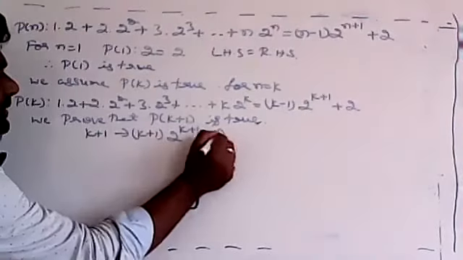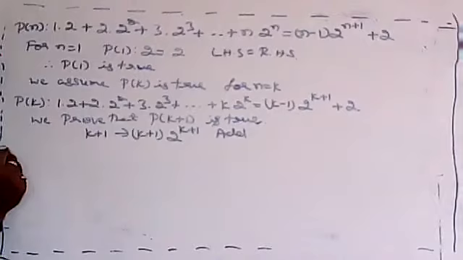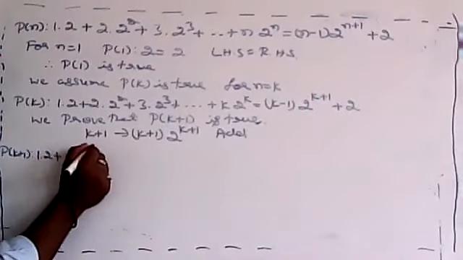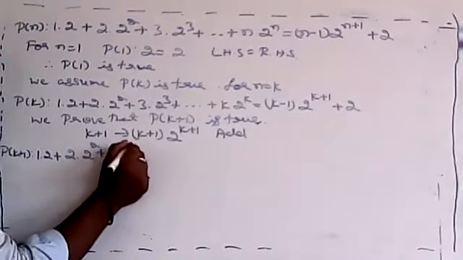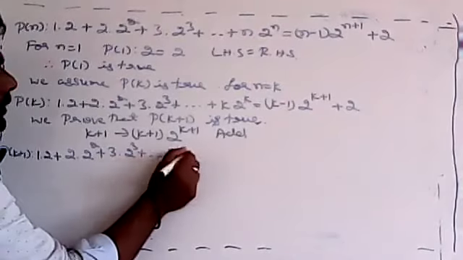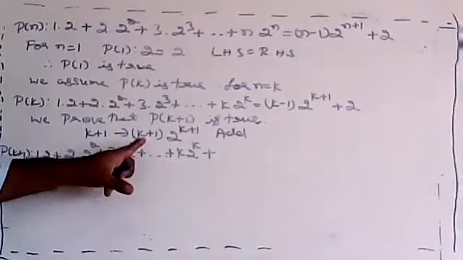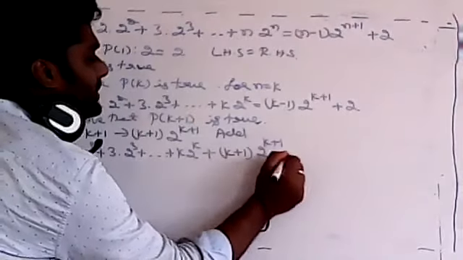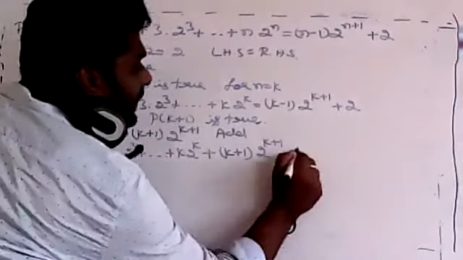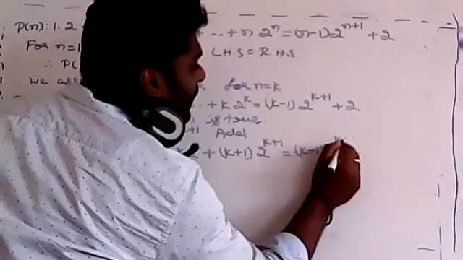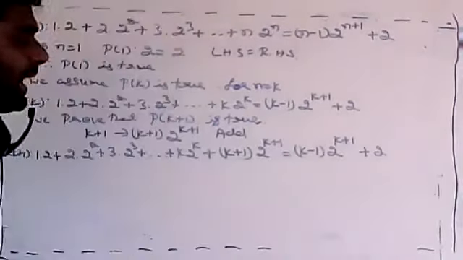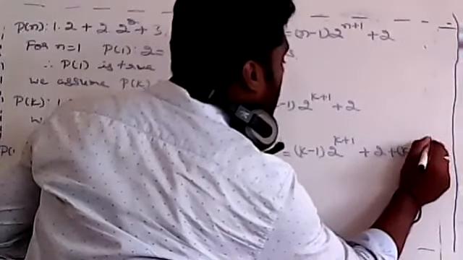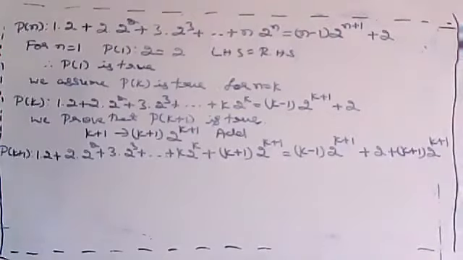Just add this one on both sides, LHS and RHS. Then P of k plus 1 is what? 1 into 2 plus 2 into 2 square plus 3 into 2 cube plus so on up to k into 2 to the power of k, plus we have to add the k plus 1th term, that is k plus 1 into 2 to the power of k plus 1, which is equal to k minus 1 into 2 to the power of k plus 1 plus 2. And we have to add plus k plus 1 into 2 to the power of k plus 1. Correct or not? Now how do we have to solve that one?